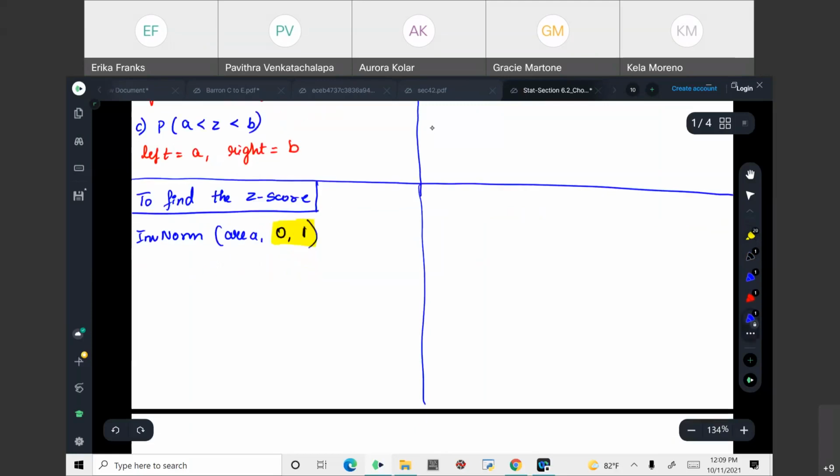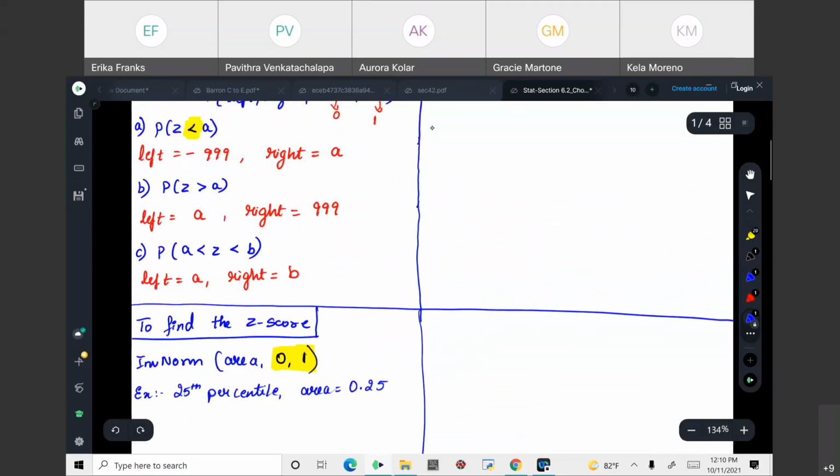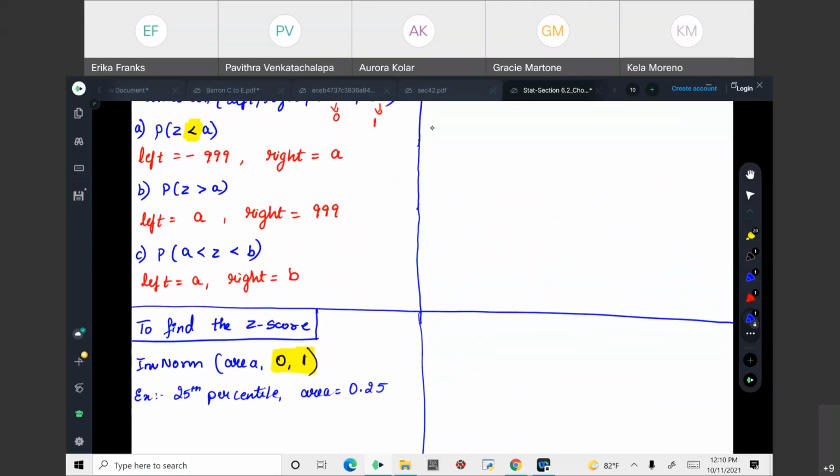Now, area, how do you identify the area? For example, in your question, it will be given like 25th percentile. Then area will be equal to 0.25. Area will be directly given. It could be like 25th percentile or say 20 percentile or 20%. So that will be your area. You have to convert that into decimal format. Are you done writing this? Yeah.